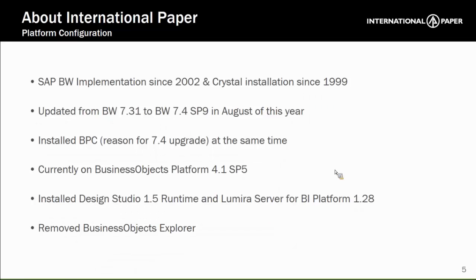We can't take every update, so while I'd like to be on the latest and greatest all the time, just because of our release schedule we couldn't always be applying support packs, but we are looking at going to Lumira server 1.29 in a couple of months as well. Along with that, we take the opportunity to pull things out that we don't see usage in anymore, something like BusinessObjects Explorer, since we're more actively looking at Lumira.